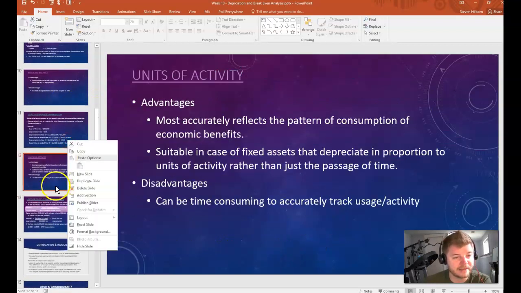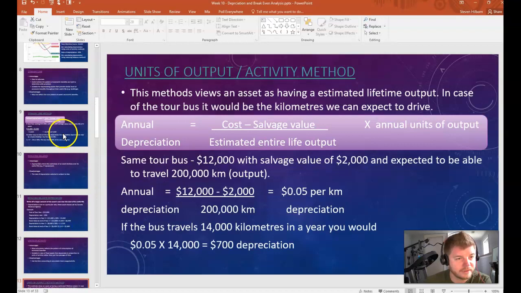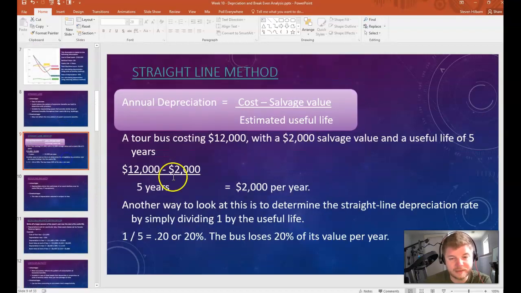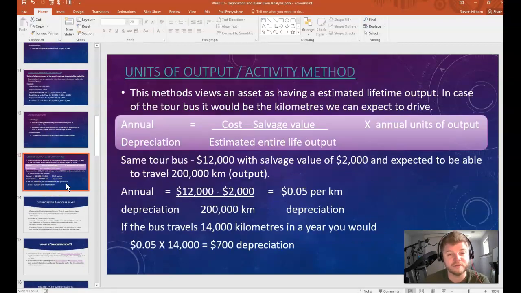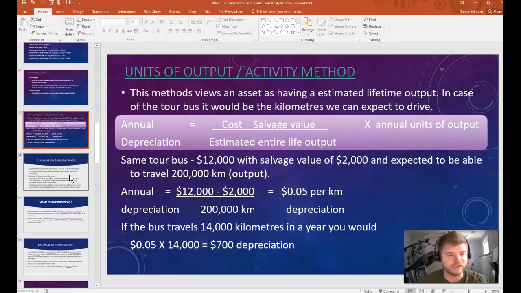And if we look back to our straight line, it would be going down $2,000 per year, because we don't even know how many kilometers that we drove in this particular scenario. So yes, straight line is easy, but units of output or units of activity is by far the most accurate. And it's easy to see how many kilometers that you would drive on a vehicle. Maybe not as easy to record how many hours on a TV, but they might have an internal monitor of that.